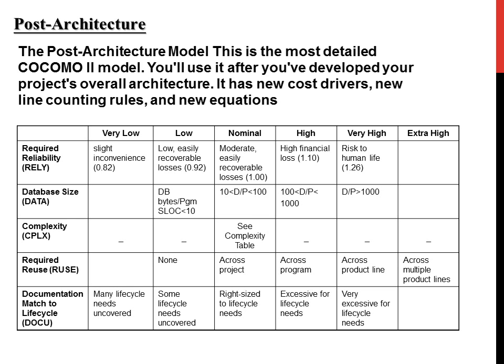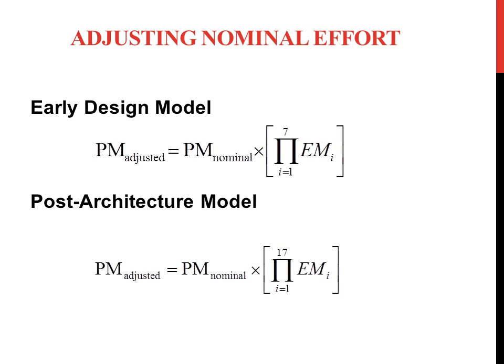These are used to indicate how the software's reliability is: very low, low, nominal, high, very high or extra high. And the other things are database size, complexity, required use and documentation match to life cycle. So we have these five categories in this table, and we have six different types of levels. Each is used to indicate a particular software's position in a particular characteristic. And this is adjusting nominal effort.